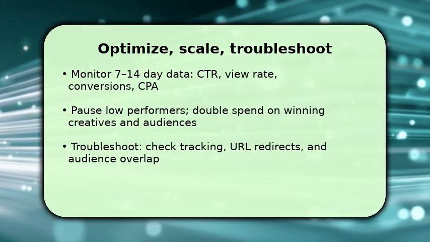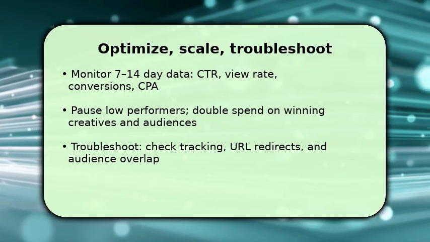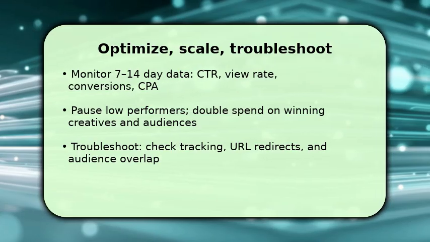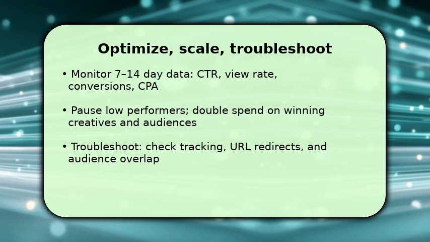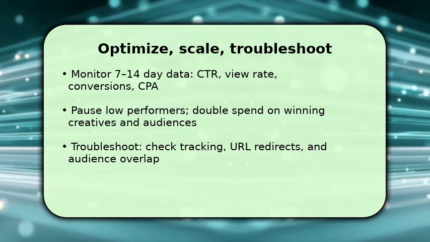Pause ads with persistent low CTR or high CPA. Make sure to run audience and placement reports to refine targeting and test landing page variants to lift conversion rate. If things go wrong, first check tracking pixels, URL redirects, and audience overlap. Fix those and rerun.